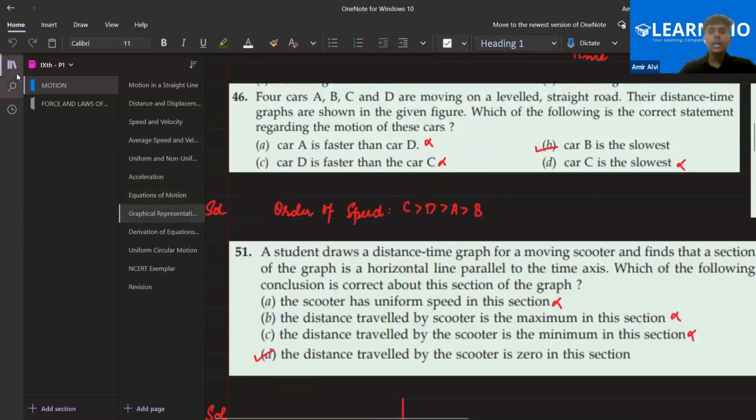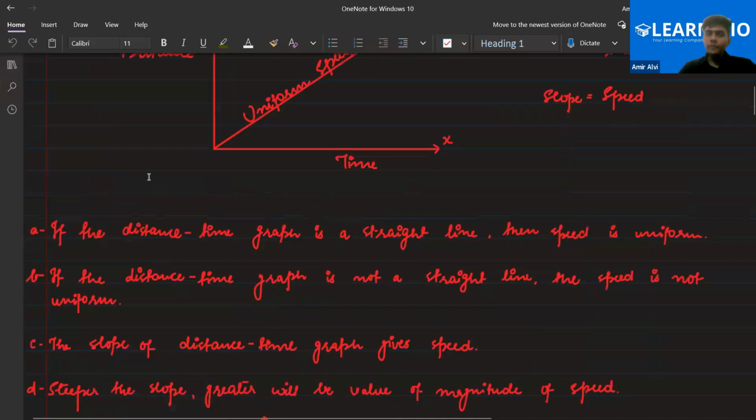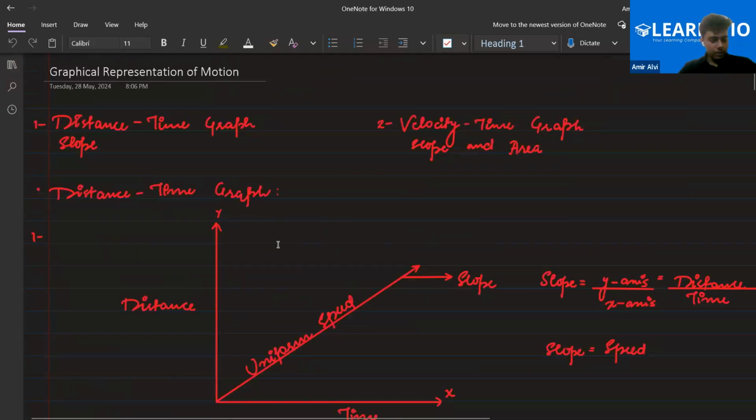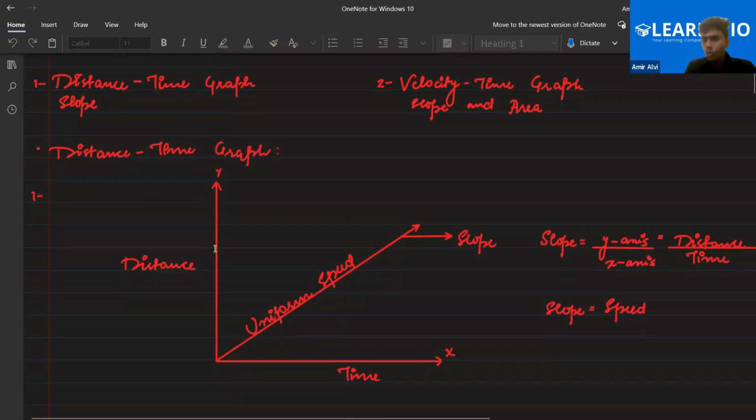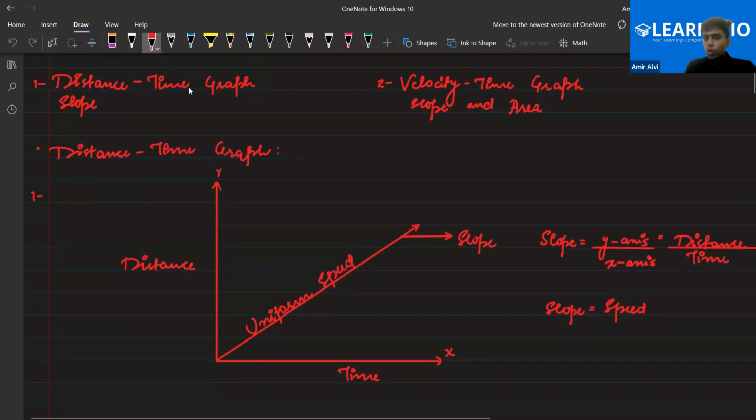Okay, now let's do the graphical representation of the motion. Basically, there are two graphs. We have done two graphs in the motion chapter, right? The first graph is the distance-time graph, and the distance-time graph gives you the speed quantity if you take the slope. So what do you mean by slope? Slope is the ratio of the y-axis to the x-axis. Am I clear to all of you?